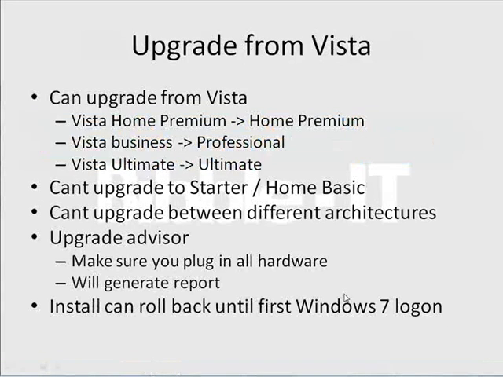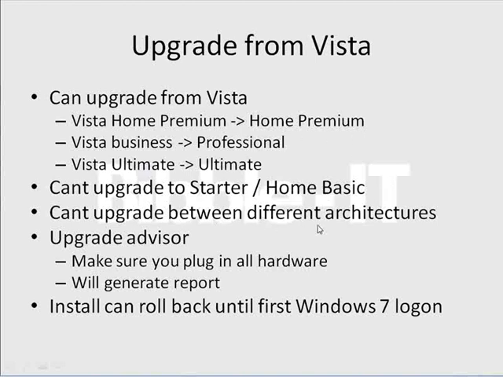So next, upgrading from Vista. You can upgrade directly from Windows Vista, as I mentioned before. However, it's worth noting that if you've got the Home Premium edition of Vista, that translates to Home Premium of Windows 7, Business to Professional, Ultimate to Ultimate. You can't upgrade to Windows 7 Starter or Home Basic editions from Vista. The lowest one you'd be able to upgrade to would be Windows 7 Home Premium.